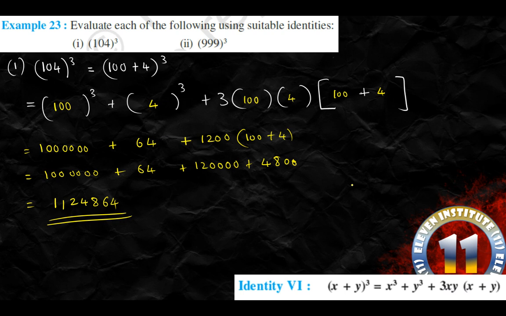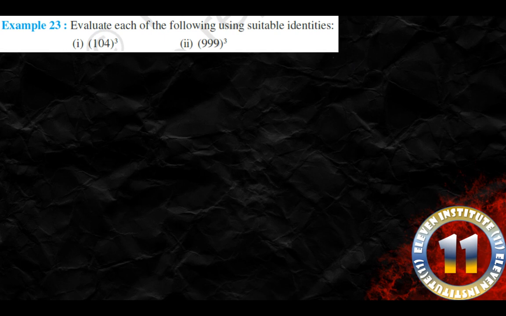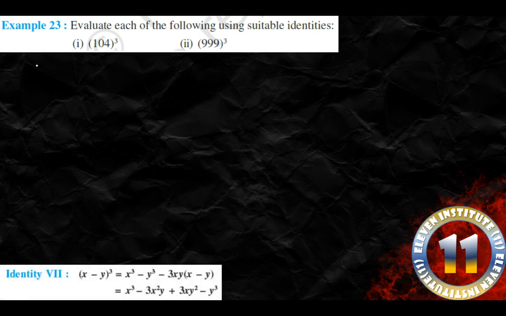Alright, I hope you have written this. Let us now move to the second one. And please also mark this second one as a very important question, right? That can be easily asked in exam for 3 marks. So we can write over here 999 the whole cube. Now what is a round figure number that is nearer to 999? We can write it as 1000 minus 1 the whole cube.